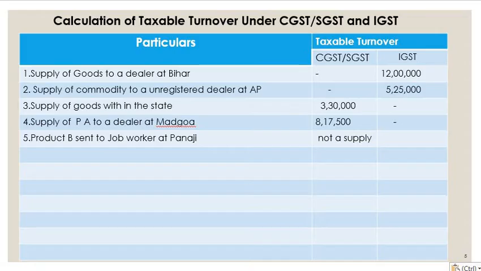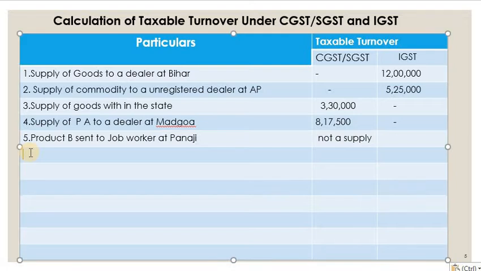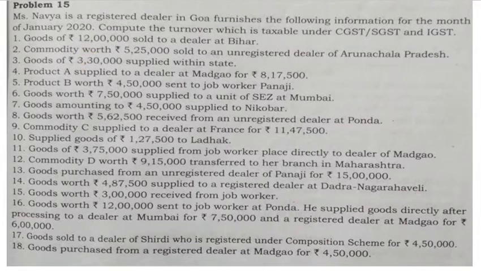We have already studied that, and it has to be entered in IGST column as zero rate, so no tax. So let's enter that. Supply of goods to a unit at SEZ Mumbai, we have written in IGST column zero rate. Let's go to the next one, seventh one. Goods amounting to rupees 4,50,000 supplied to Nicobar. So Nicobar is in where? Nicobar is a separate union territory. So Goa to union territory becomes an interstate supply.